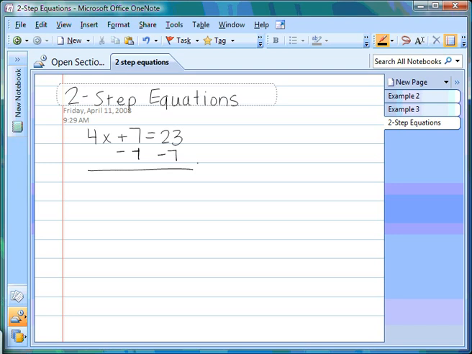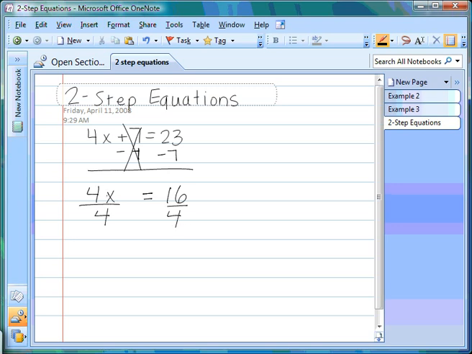And when we do that, working from left to right, we have 4x, our 7's cancel out, equals 16. And then our second step is to get rid of the 4. Right now we have 4 times x, the opposite or the inverse of multiplying times 4 is divide by 4. So we're going to divide both sides of the equation by 4.